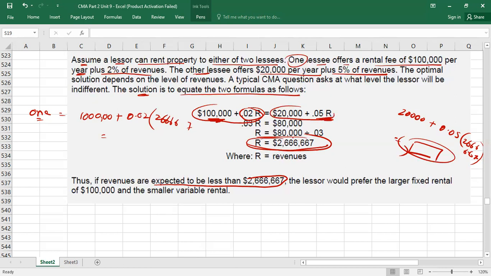It means if you are expecting revenue to be less than this, the option with the bigger fixed cost is preferable. If you feel your revenue would be greater than this value, then the option with the variable portion is the better option for you. But this is the indifference point R, where R would be equal to this. This would be your indifference point. I hope it is clear.